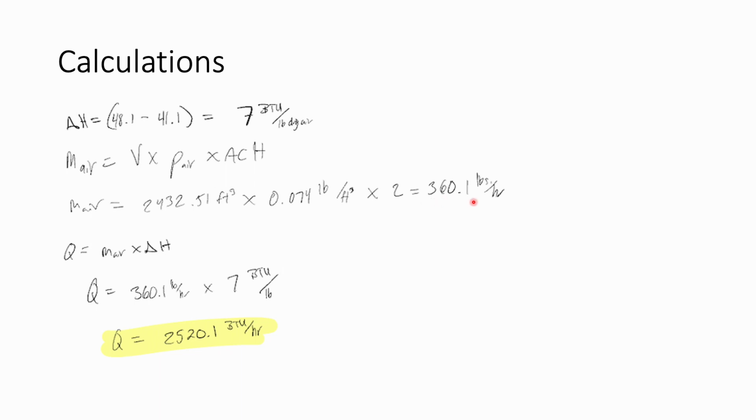per hour. So then just plugging these two values into our equation here, we get that Q, or the amount of energy required, is 2,520.1 BTUs per hour. So, yeah, thanks.